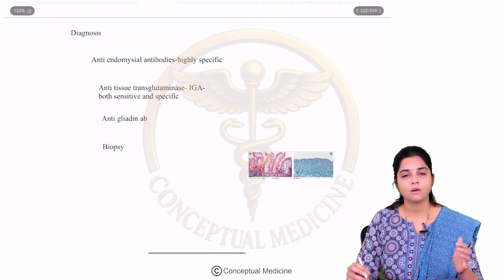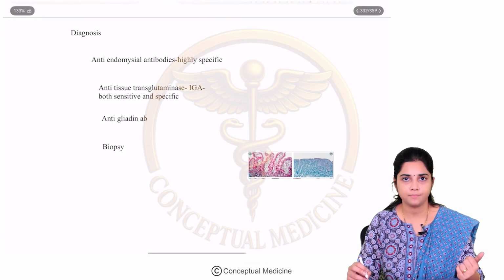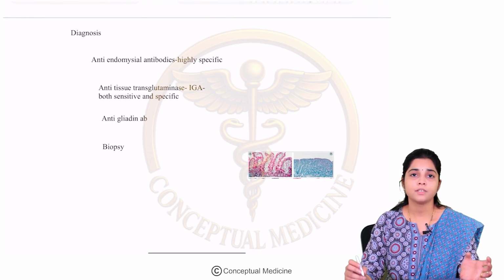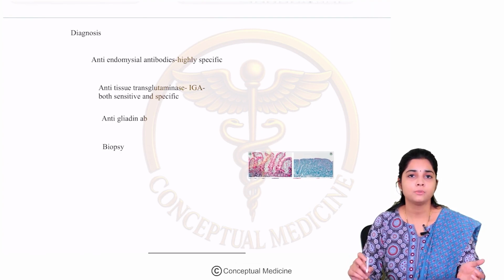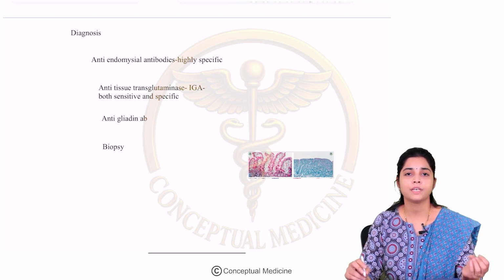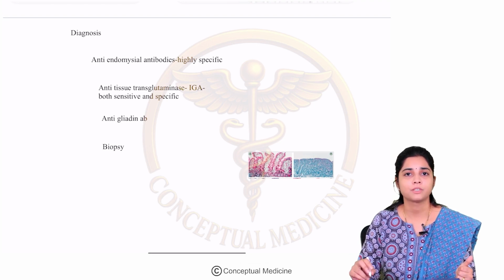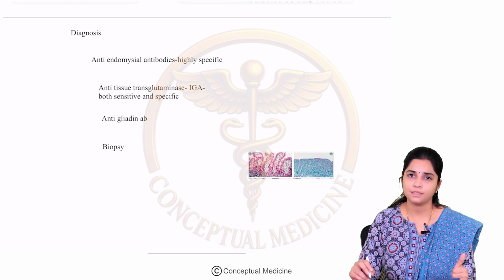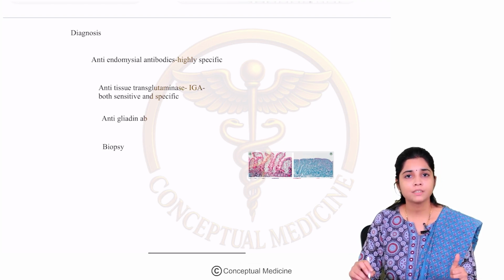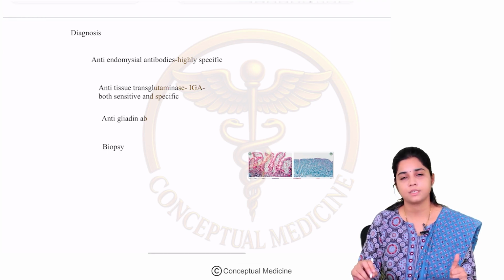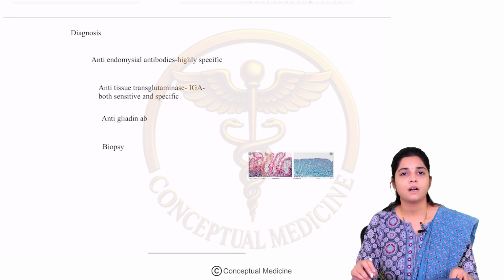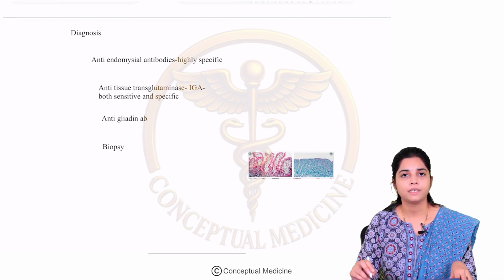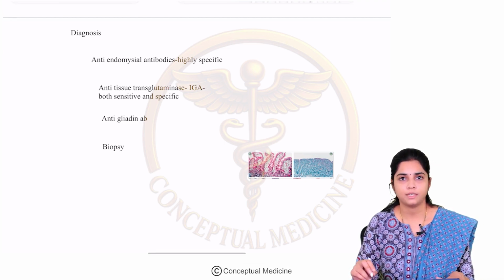Now let us look at how we diagnose celiac disease. There is a specific group of antibodies which are used to diagnose celiac disease. Remember that, as we have understood in our approach to malabsorption, celiac disease has certain characteristic biopsy findings, but they are not very specific for celiac disease. That is the reason why you require antibodies along with your biopsy findings to confirm the diagnosis of celiac.